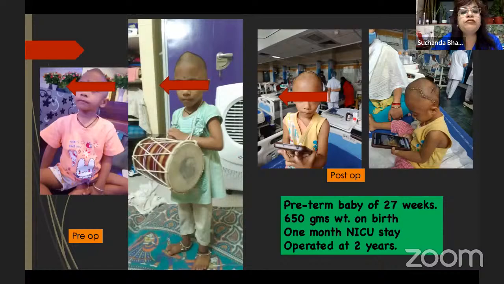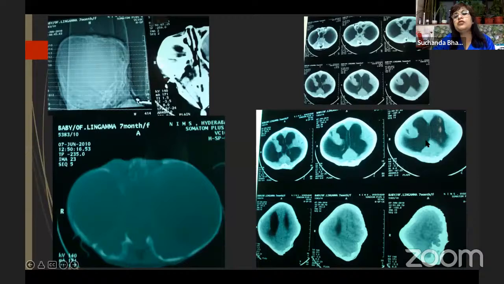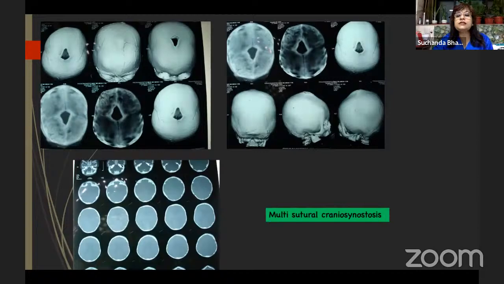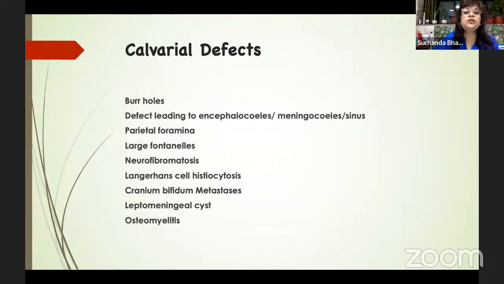And some examples of Pfeiffer syndrome, I'm not describing them, already been done. And this is an example of Pfeiffer syndrome where it's a very severe deformity of the skull. You can see all these changes and the hypospadias and other things. So you get various combinations in these genetic types, and they do not do very well because obviously you can see how deformed the brain remains. And this is again a multisutural craniosynostosis, and this is simple brachycephaly where both the anterior coronal sutures are closed.